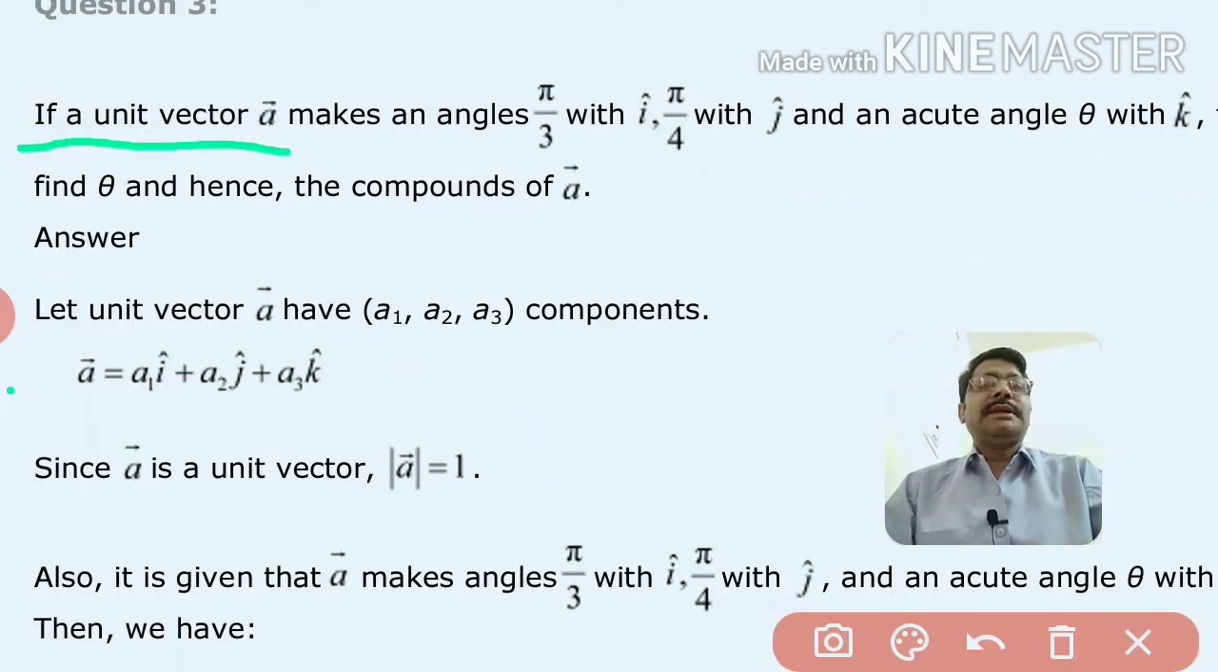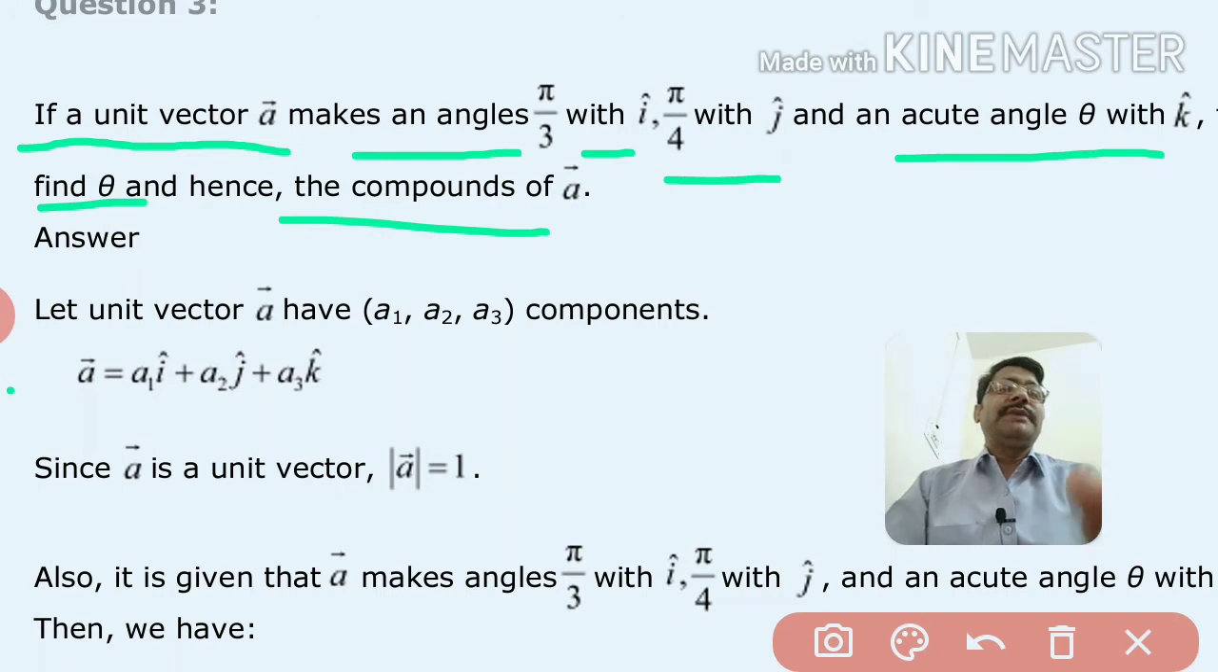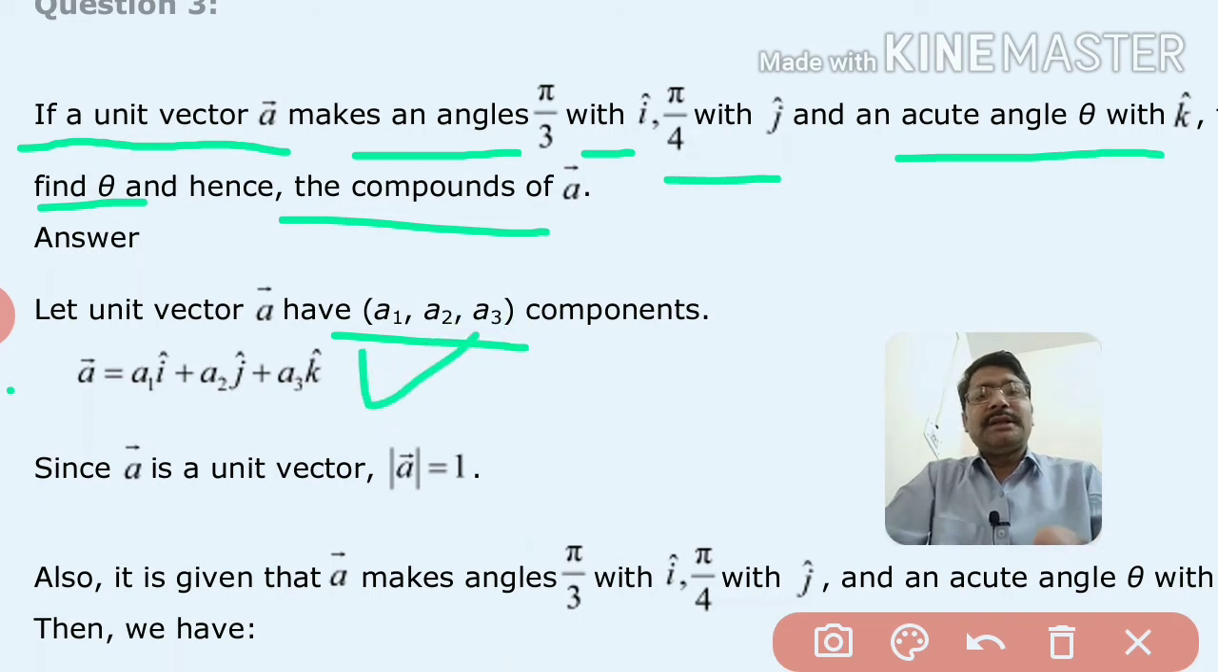Next question: a unit vector A makes an angle pi by 3 with i, pi by 4 with j, and acute angle theta with k. Find theta and hence the components of A. Let unit vector A have components a1, a2, a3. So unit vector A you can write as a1 i plus a2 j plus a3 k. Since A is a unit vector, modulus of A equal to 1.